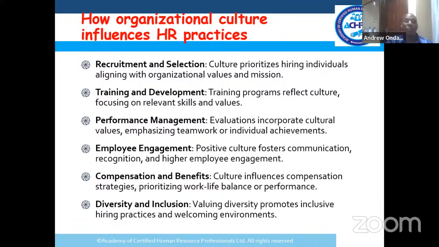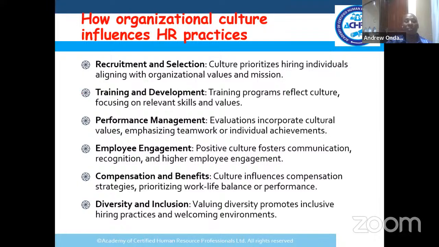The other one is employee engagement. We say that engagement is the level of commitment to the organization and how well the employees are occupied and contribute to the organization. So in employee engagement, we need to promote a culture of communication, recognition, and higher employee engagement.